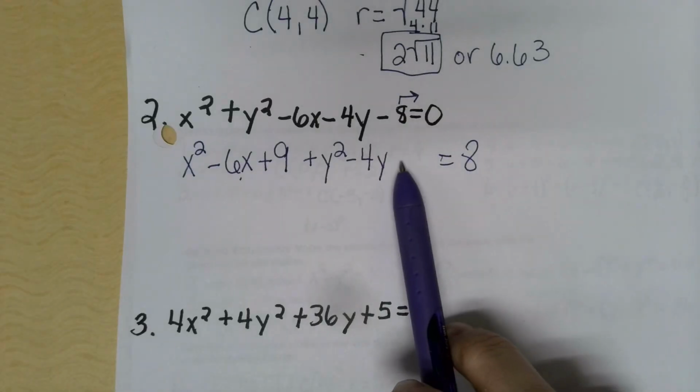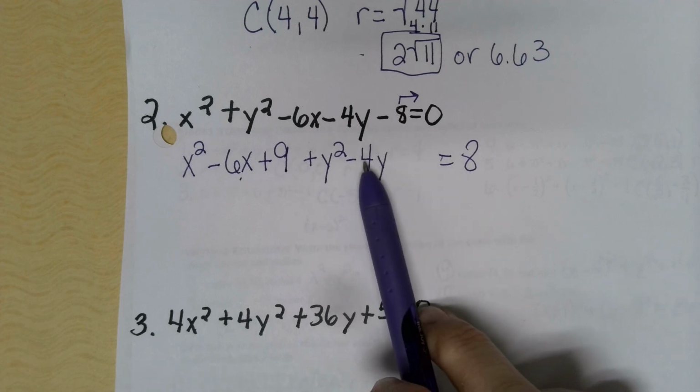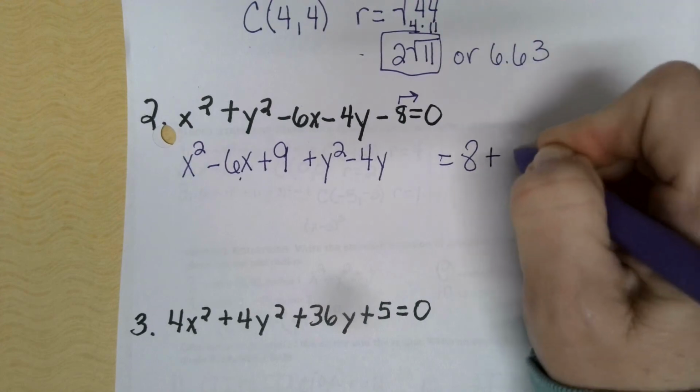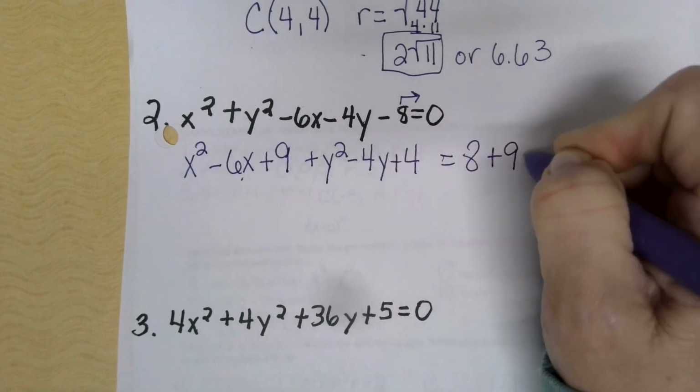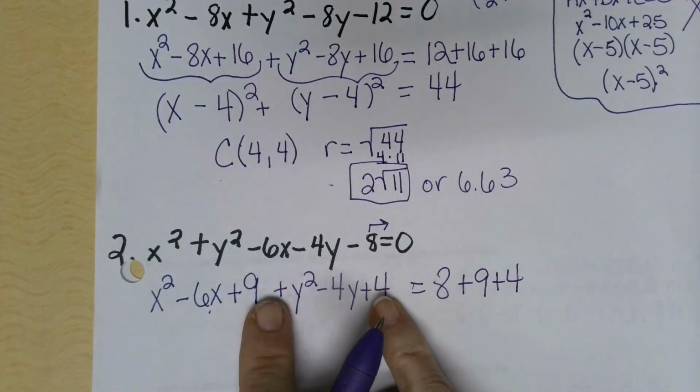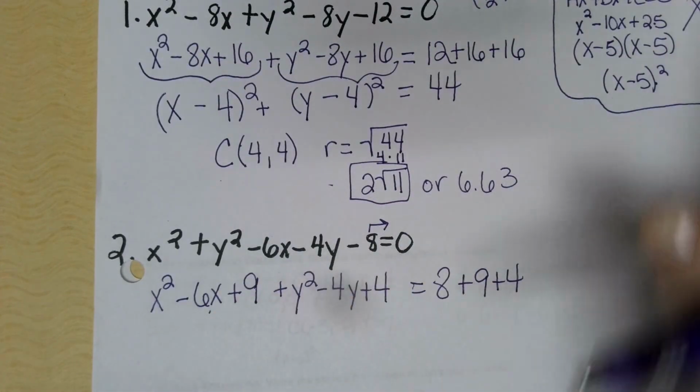All right, let's get this number here. So we're going to take 4. 4 divided by 2 is 2. 2 squared is 4. Oh, I got to add the 9 over here. Add 4. Add 4. So remember, we're using this formula to fill in the empty spaces here. Add it to the left, add it to the right.